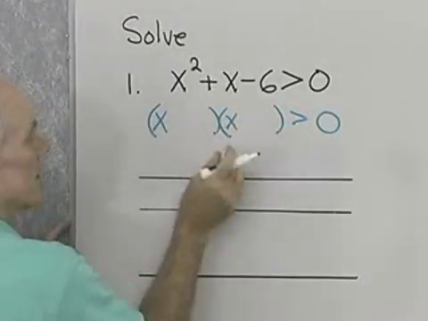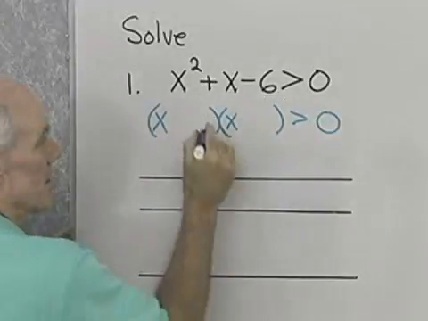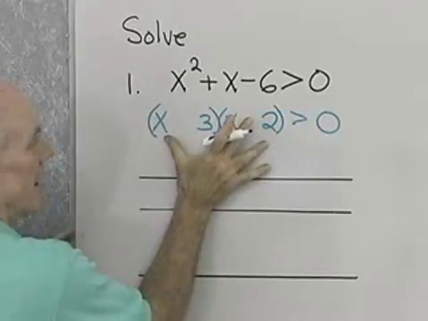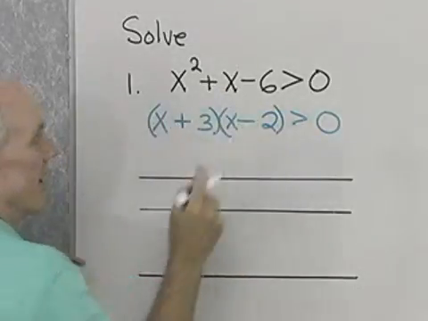First terms will be x, so that x times x is x squared. Last terms have to multiply to give me 6, so how about 3 and 2? Inside I have 3x, outside I have 2x. They differ by x, so let's make that positive and that negative.